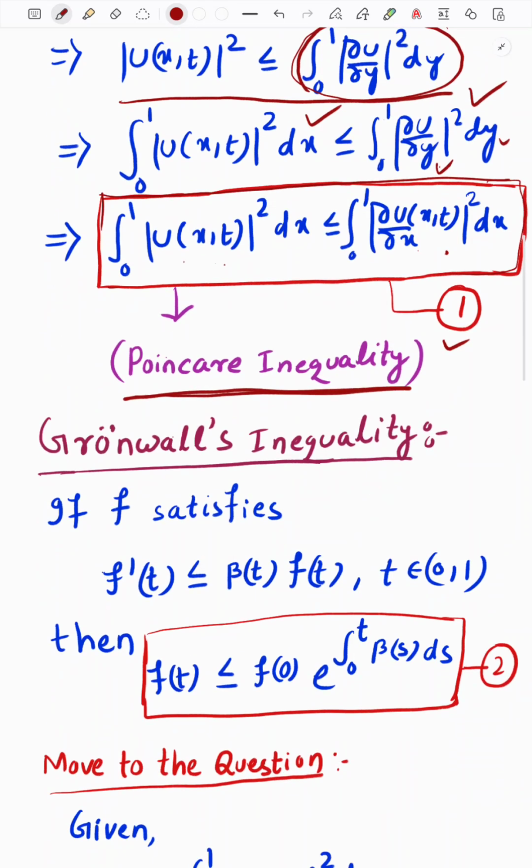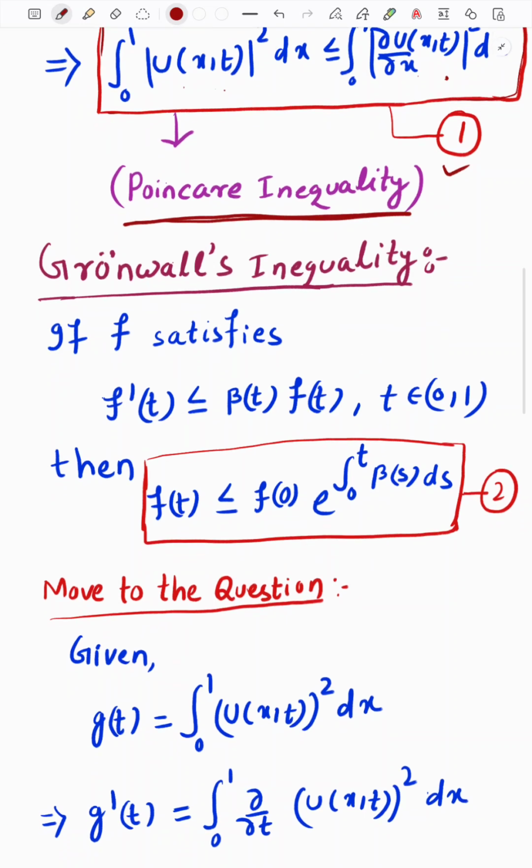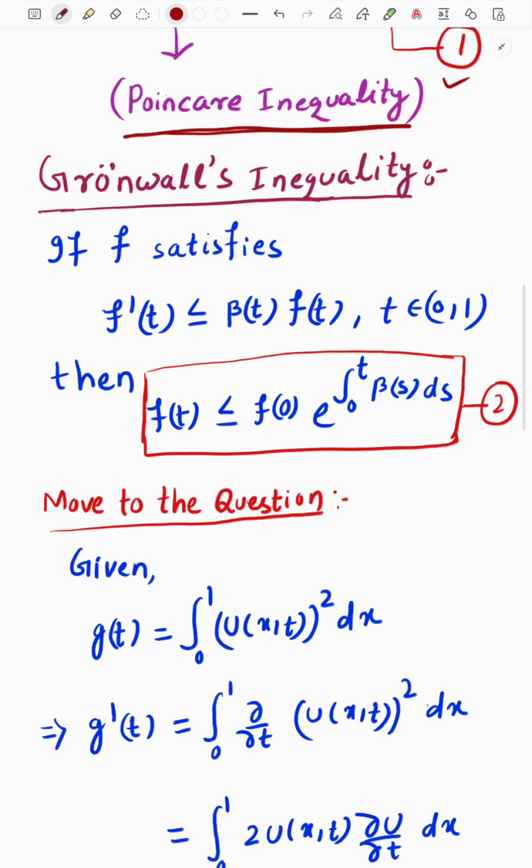But before going to our main question, I will state another inequality. It is called the Gronwall's inequality. This is the statement of the Gronwall's inequality. If f is a differentiable function, I forgot to write, f is a C1 function, and if it satisfies this inequality, then this happens.